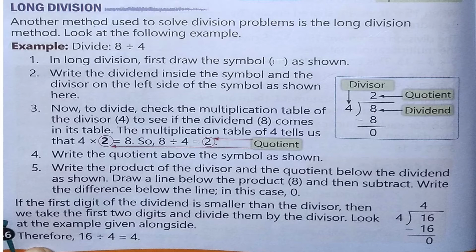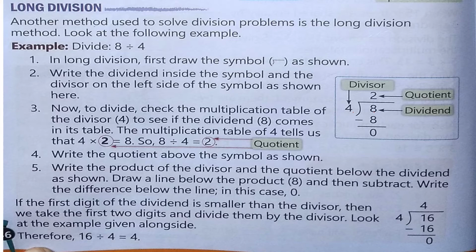Now to divide, check the multiplication table of the divisor. Your divisor is 4, so see where the dividend 8 comes in the table of 4. In the table of 4, how many times is equal to 8? That is 2 times. So the multiplication table of 4 tells us that 4 times 2 is equal to 8. So 8 divided by 4 is equal to 2. That is the quotient, so write the quotient above the symbol as shown here.